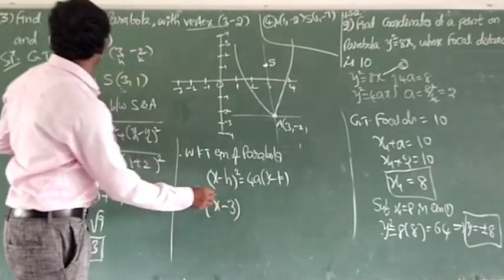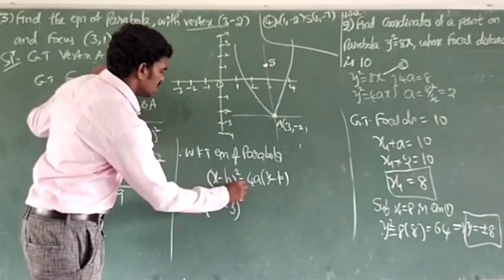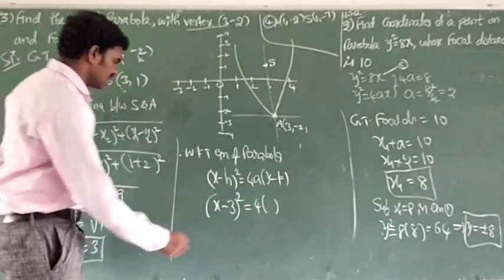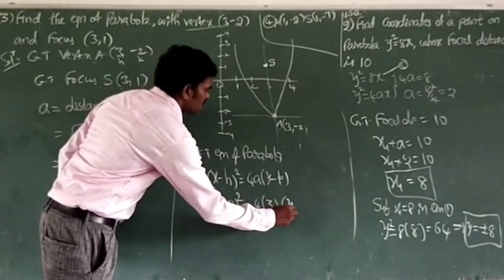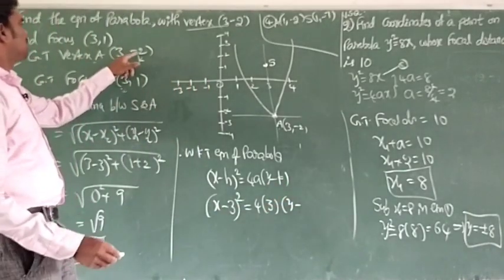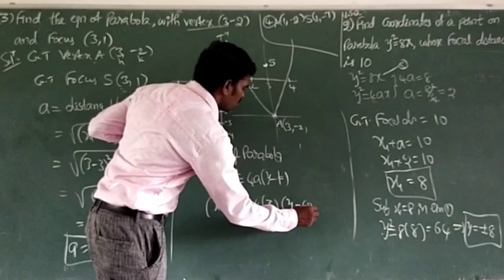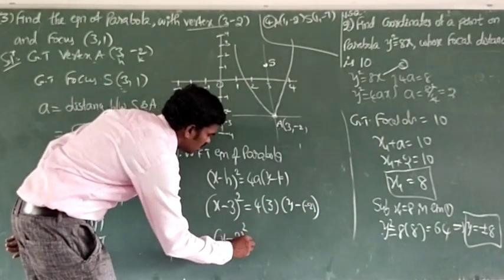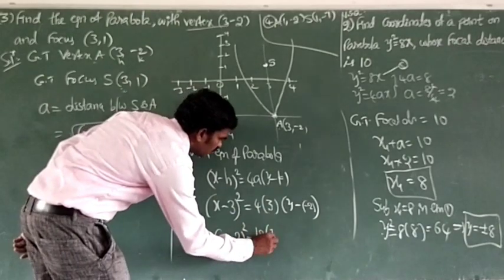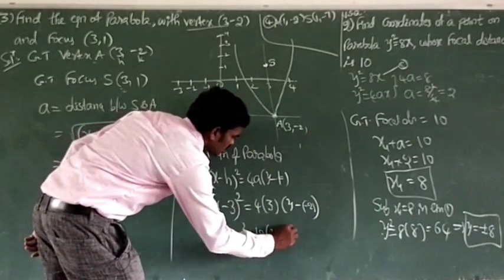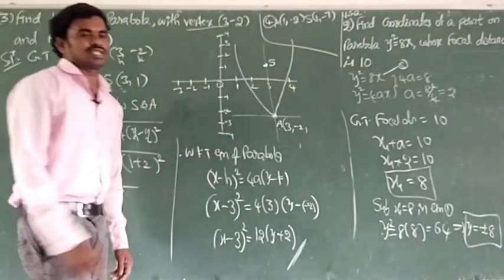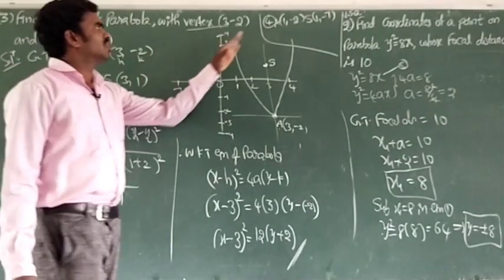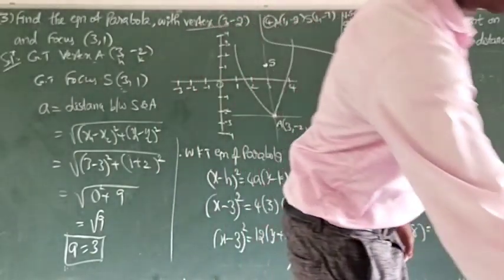So h means 3, (x minus 3) whole square is equal to 4 into a, a means 3, into y minus k, k means minus 2. So y minus of minus 2. So (x minus 3) whole square equal to 4 times 3 are 12 into (y plus 2). This is the answer of the given question. Is it clear?